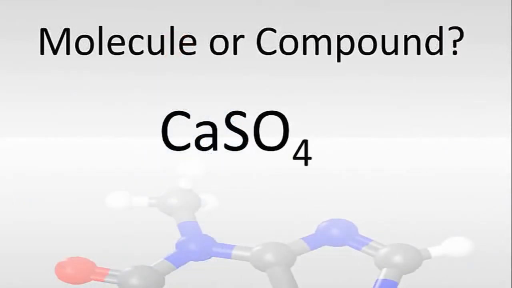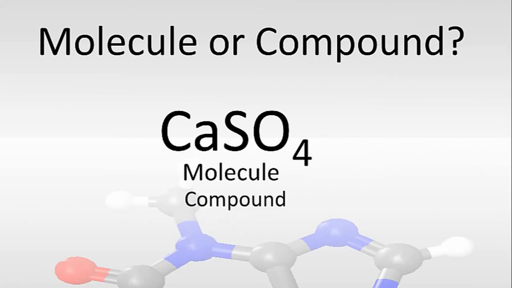One last one here. Calcium sulfate, we have calcium, sulfur, and 4 oxygens. So we have more than two elements chemically bonded. That's a molecule. And then they're different. We have the calcium, sulfur, and oxygen. So it's also a compound.